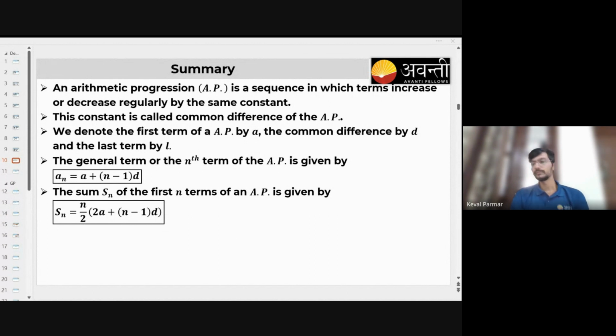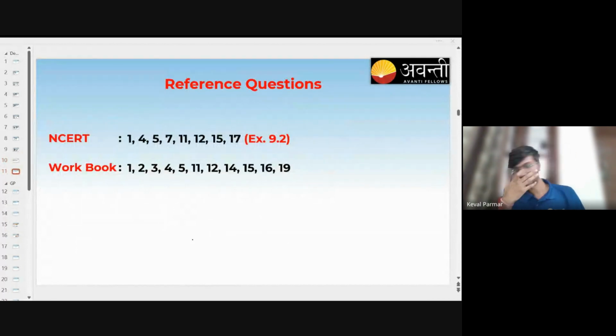What's the time? Oh, we only have some 5 minutes or so. Fine. We'll just wrap it up quickly today. The formulas are all the same, right? Did you see anything new here? No? Okay. So you can try these questions from your NCERT and workbook. I hope you have the workbook. Got it? So let's see GP.